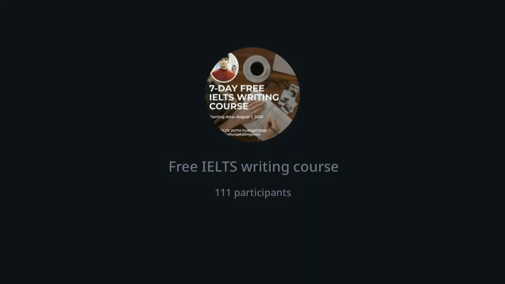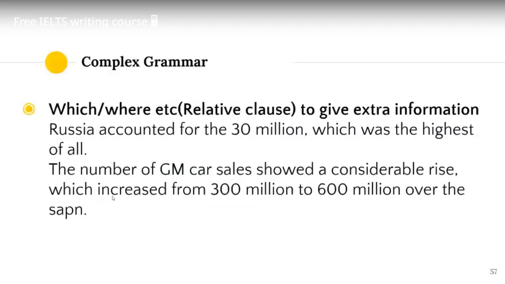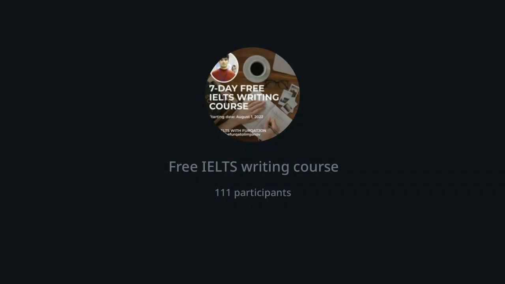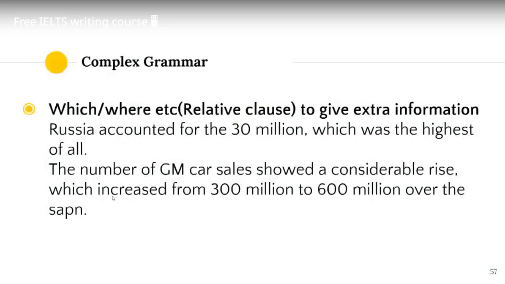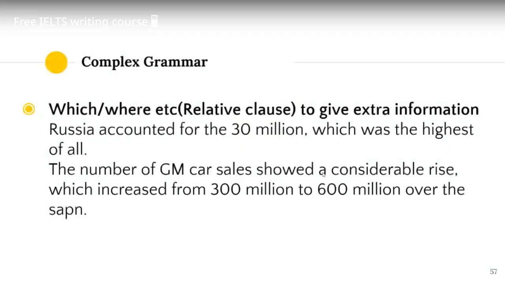And you can also include a relative clause to give extra information. For example, Russia accounted for 30 million, which was the highest of all. So with which, I'm giving extra information. The number of GMR sales showed a considerable rise, which increased from 300 million to 600 million over the span. So you probably know how to include a relative clause.